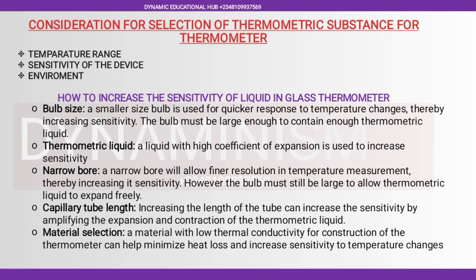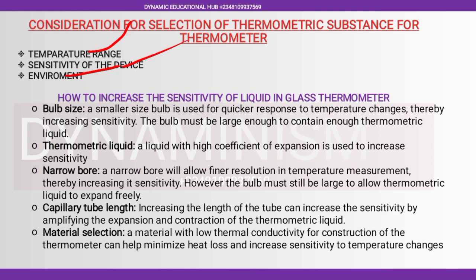We have considerations for the selection of a thermometric substance for a thermometer. The first one is temperature range. The second one is the sensitivity of the device, and the third is the environment. These are what you need to look into before you select your thermometric substance. Let's take, for instance, your temperature range. You must consider the temperature range if you want to select your thermometric substance.